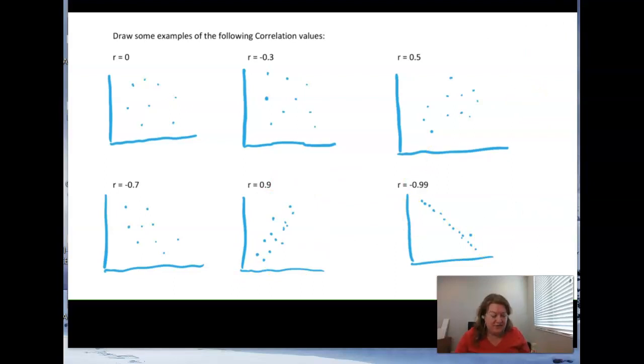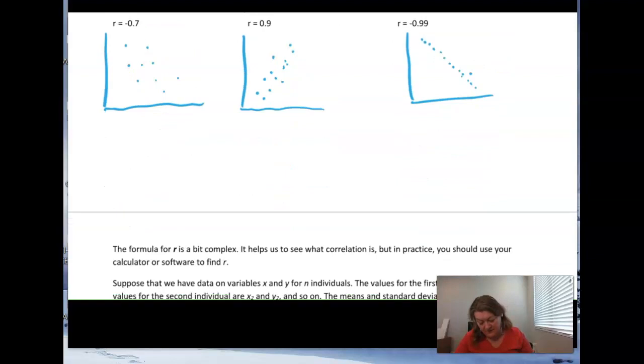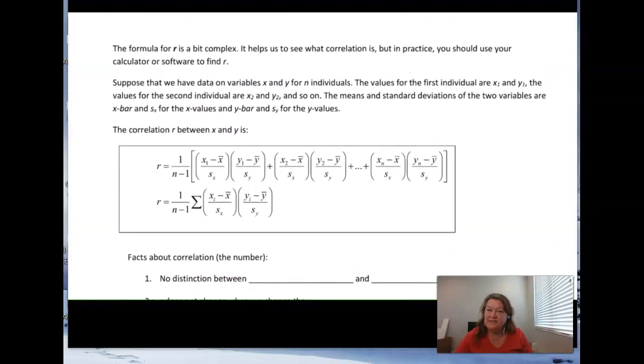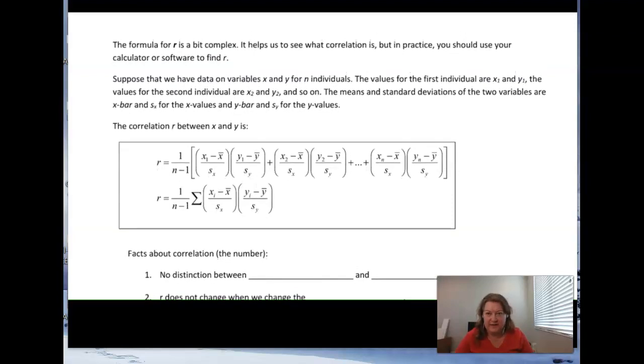All right, so there's our general idea of a correlation number. So the next one is, what if we had to go and calculate it? Well, this is not a fun deal at all, okay? And it is a bit complex to see what correlation is, but in practice, you should use your calculator or software to find R because it is so tedious. And in this chapter, we're going to start showing you how to use calculators using our TI-84s.